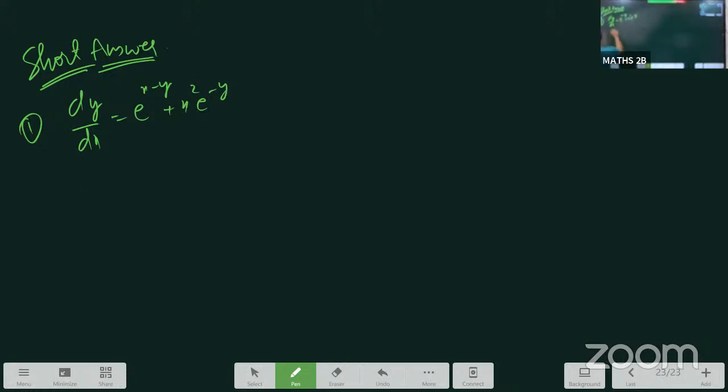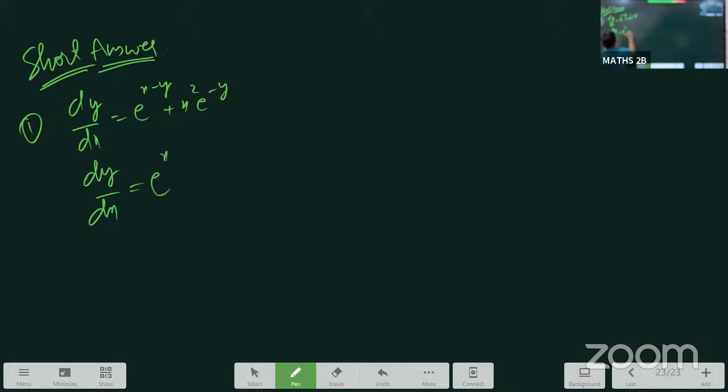Now here dy by dx, this is not in the form of a linear differential equation. In yesterday's class, I told you what is linear form of a differential equation. That is dy by dx plus p of x into y equal to q of x. Then you will come across one integrating factor, correct? Right.